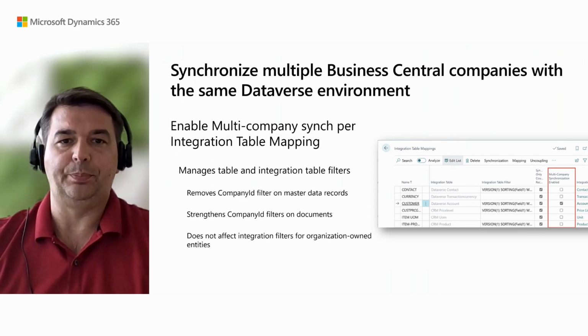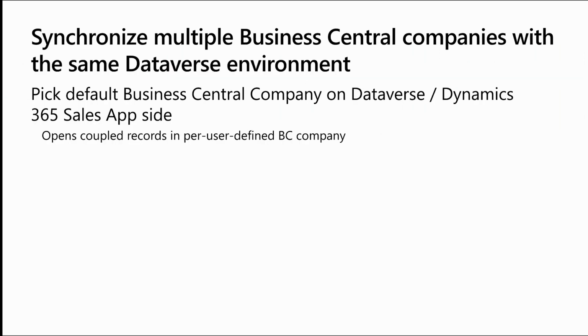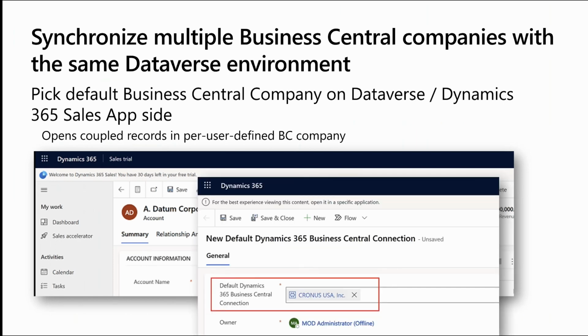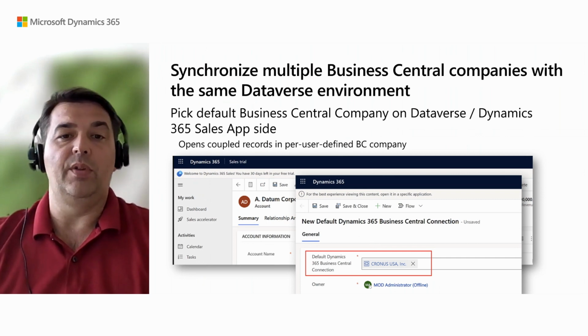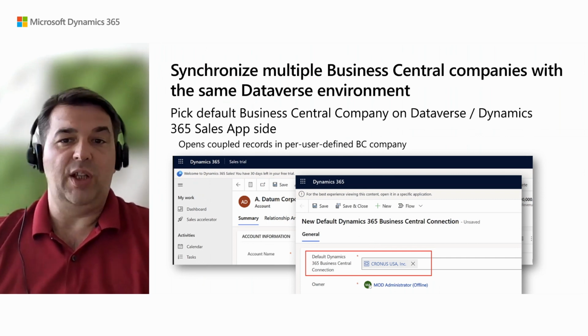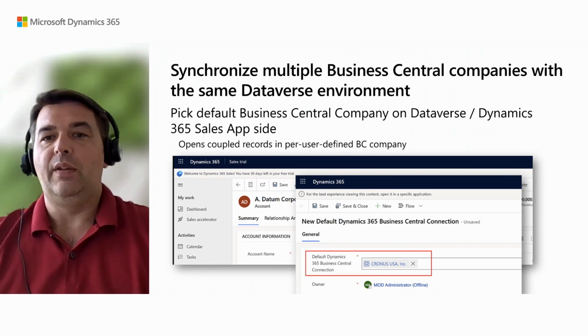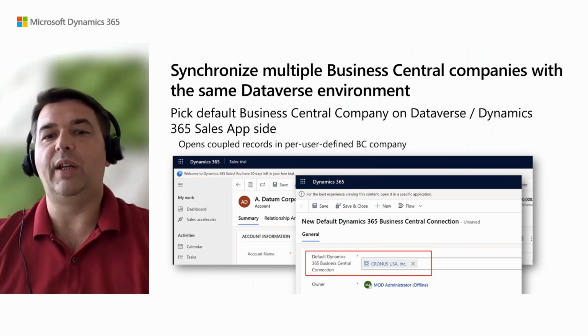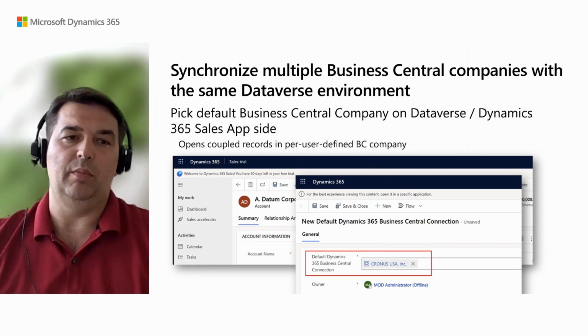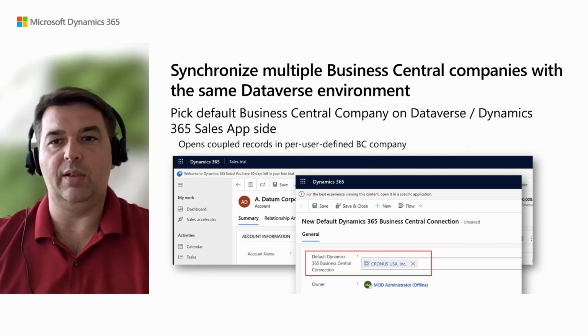Users can now pick and change the default Business Central environment and company that will be used to open coupled records from Dynamics 365 for Sales in Business Central. This information is preserved as a per-user setting, but this can be changed anytime by the user. This is mainly to avoid users picking a Business Central company every time they need to open a coupled record in Dynamics 365 for Sales or Dataverse.